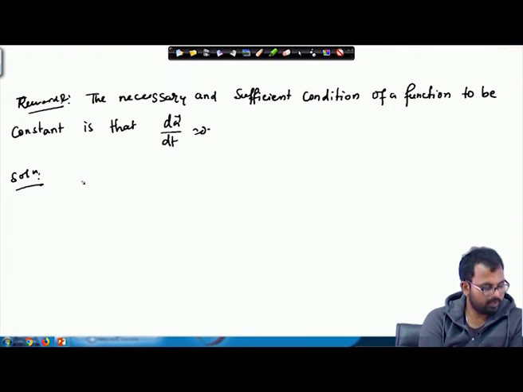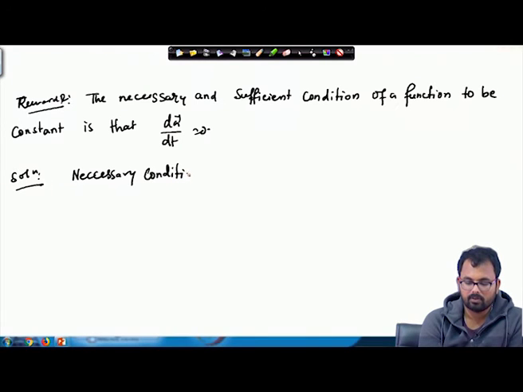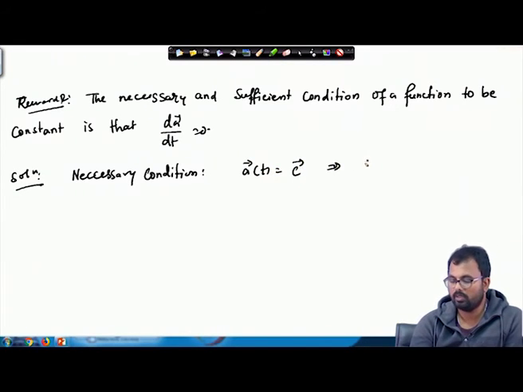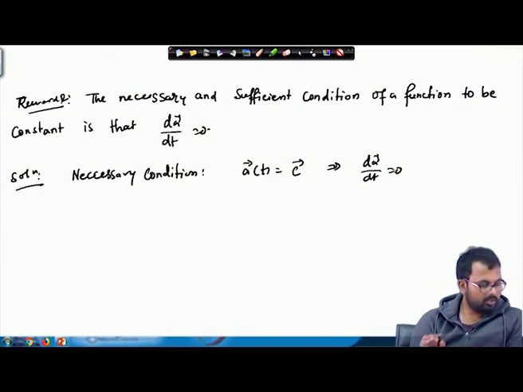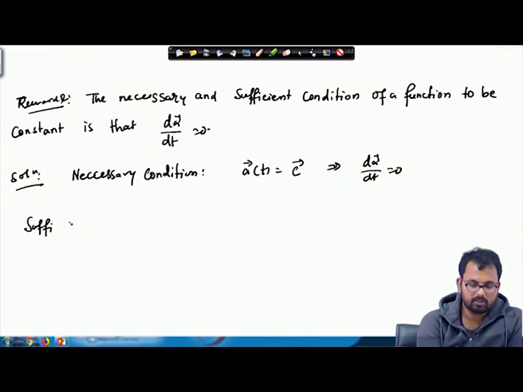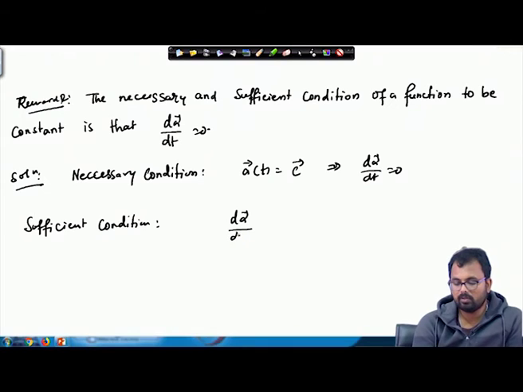So, the necessary condition we have already proved: if A is equal to a constant function, then dA/dt is 0. We have already seen this just a couple of minutes ago. So, this is true. Now, the condition is sufficient. To prove the sufficient condition, we will have dA/dt equals 0.